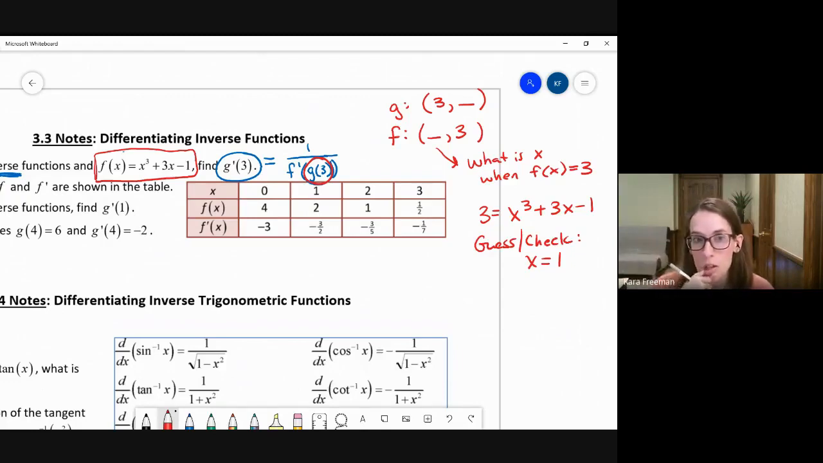So my question was, what is x when f of x equals 3? x is 1. So now I'm going to go back and plug that in. On f, I have the point (1, 3). So that means for g, I have the point (3, 1), since those are inverses of each other. Everybody good with that? So now that I found g of 3, I can bring that back into my equation. g of 3 is 1. So now I'm looking for 1 over f prime of 1.